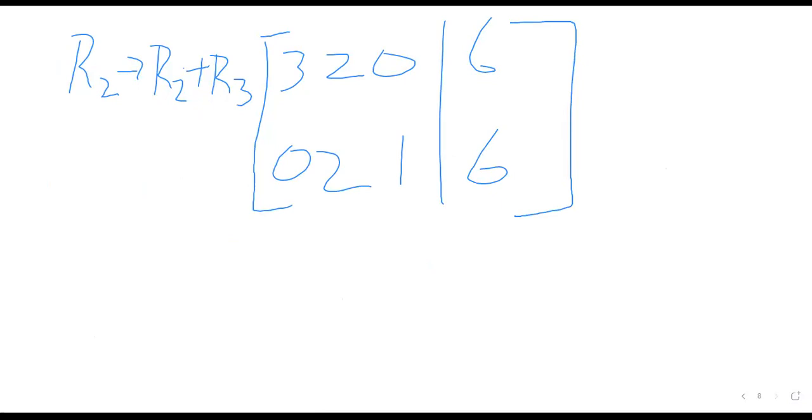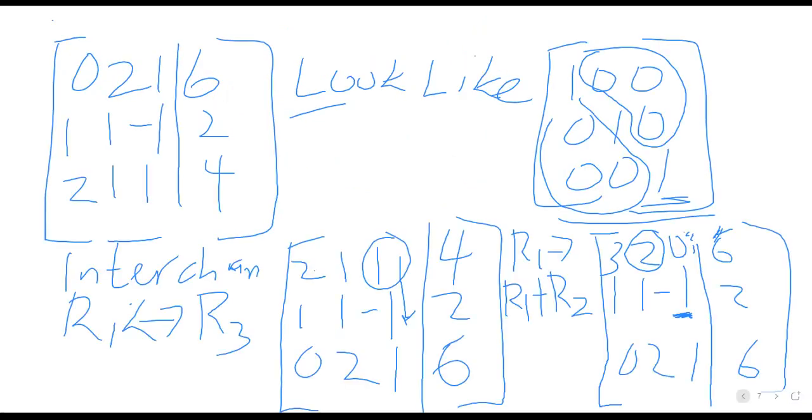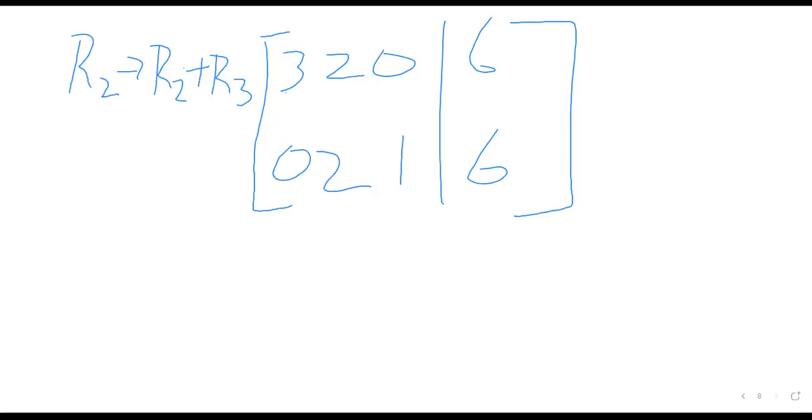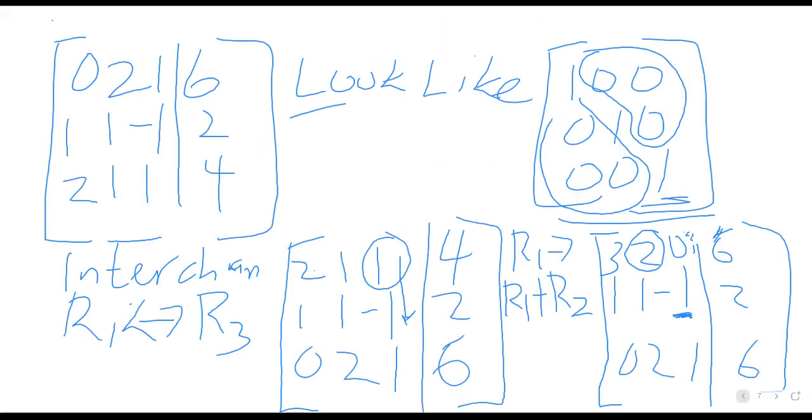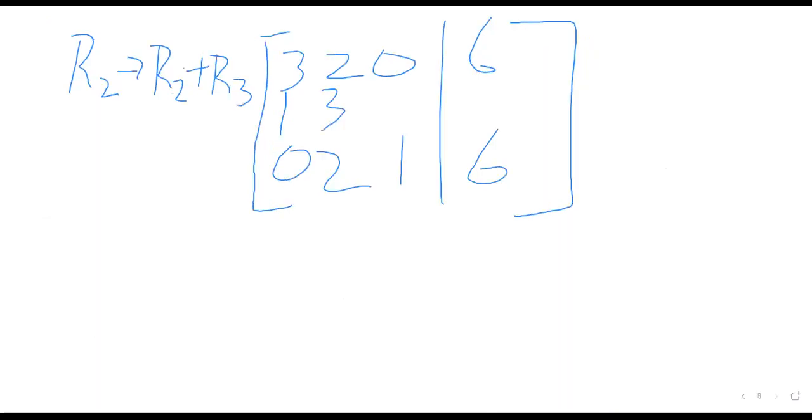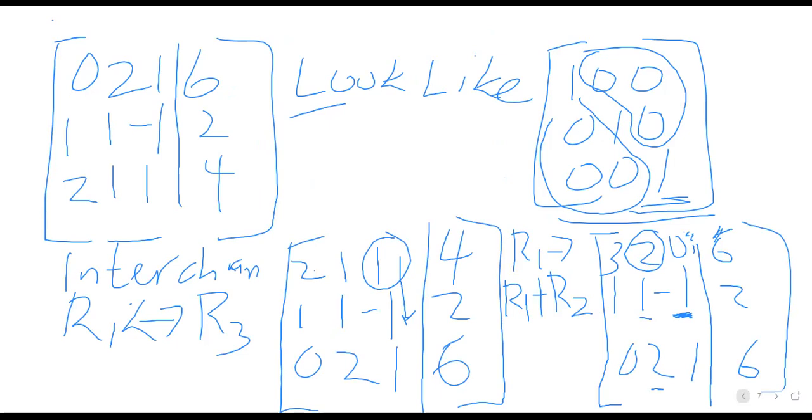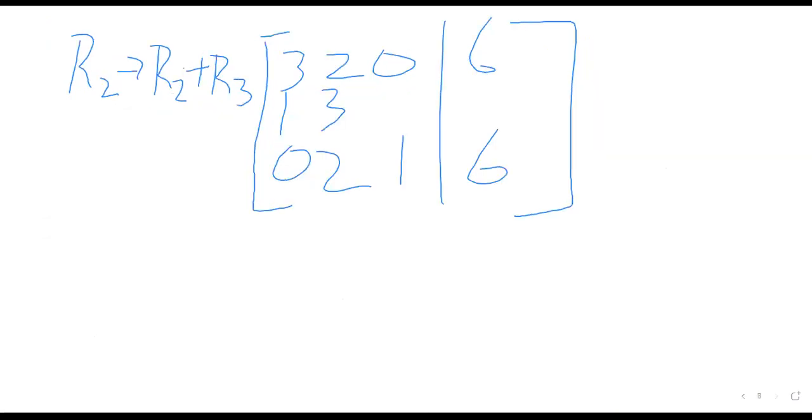Right, so now I'm working for row 2. So now I say row 2 plus row 3. So 1 plus 0 is what? 1. I'll bring it here. And then 1 plus 2 is what? This 1 plus this 2 will give me 3. I'll bring it here. And then -1 plus 1 will give me 0. So I'll successfully change it to 0, right?